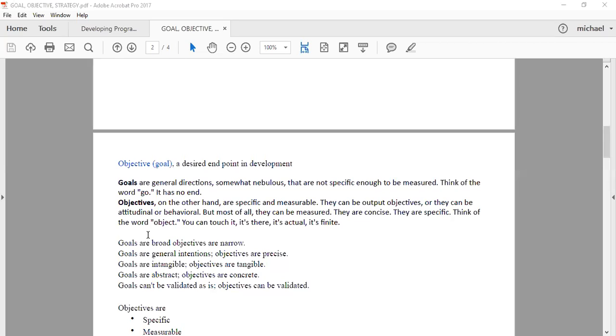Probably when we finish with you, you're going to have at least 5 or 7 different goals. And out of those goals, you're probably going to have at least maybe 2 or 4 objectives to each goal. That's what we're going to start.